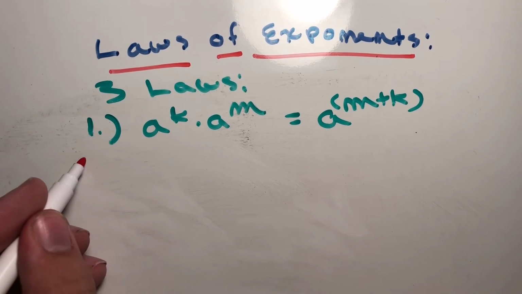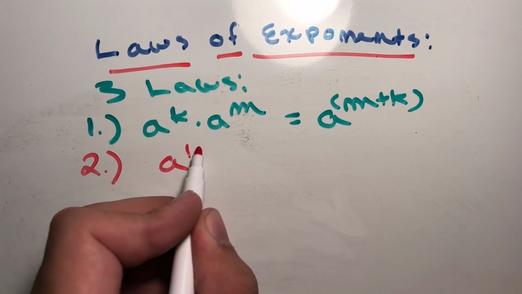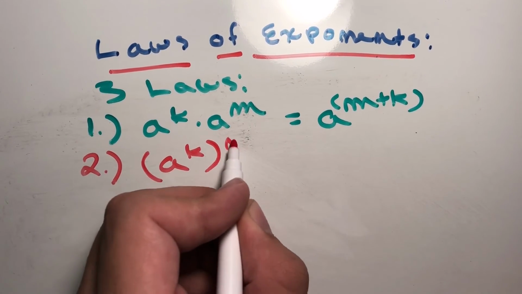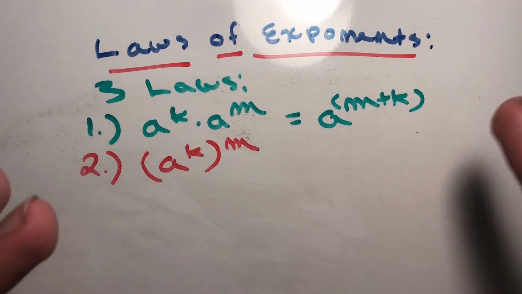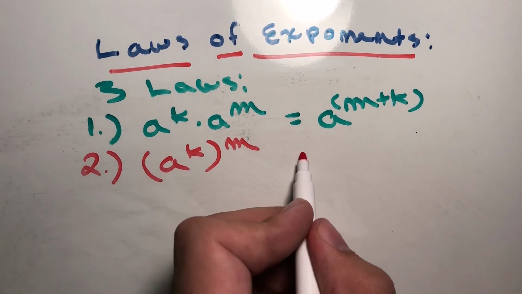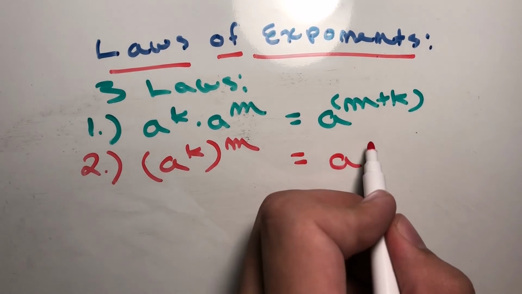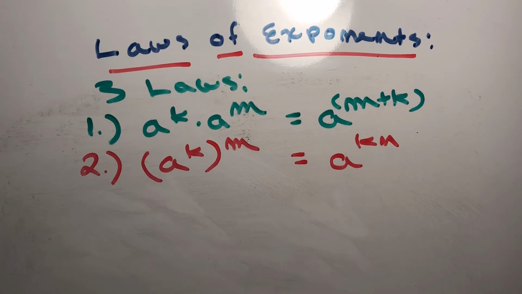So law 2, the second law. We have a to the k all to the power of m. So it's a little different. This is different than the first one in that we're taking the whole expression to the power of m. We're not multiplying 2 things. We're essentially multiplying out a to the k m times. And so this is going to give us, as we proved, a to the km or a to the mk. It's multiplication, you can do it either direction. Great. So now finally we have that third law.